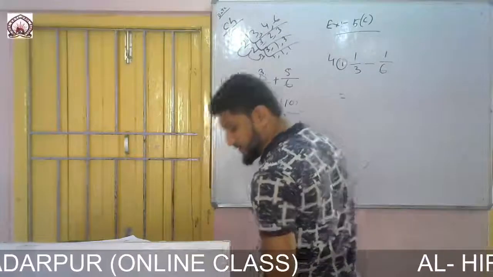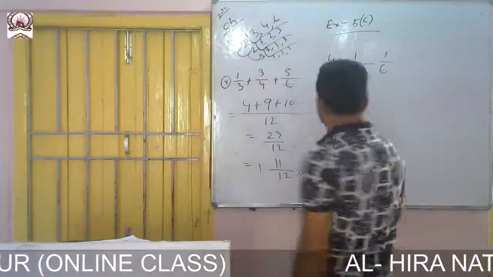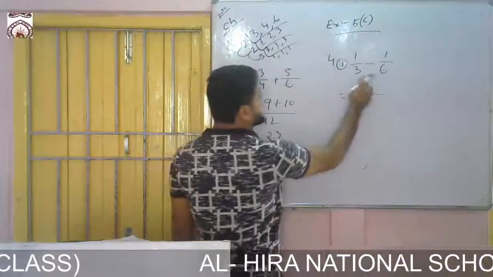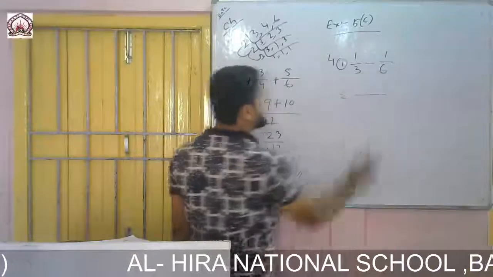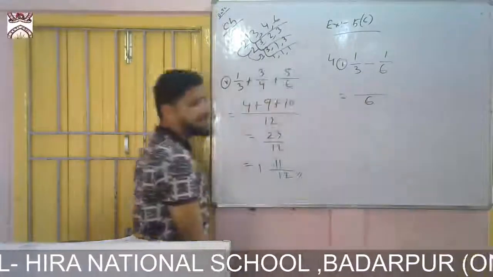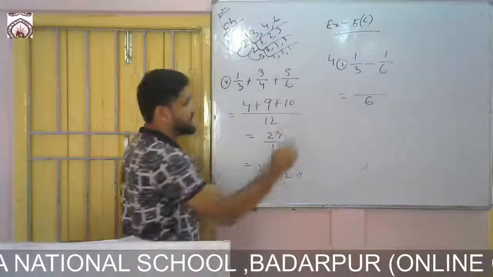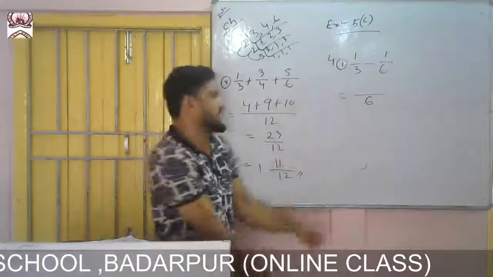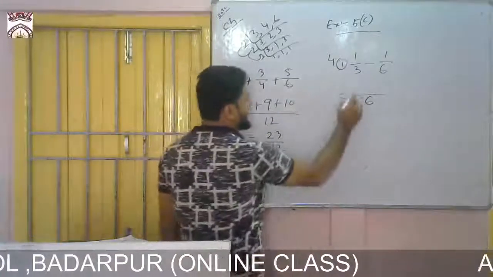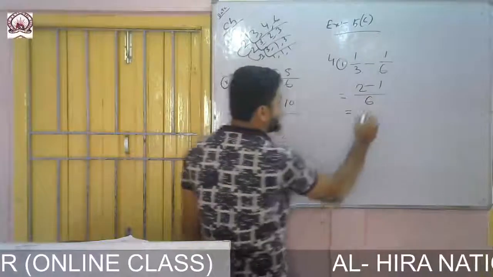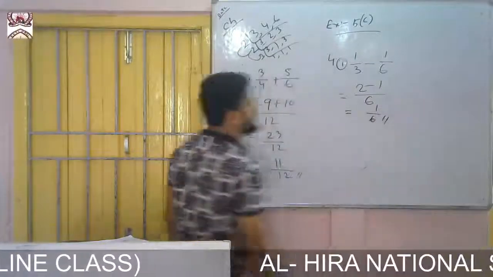So as earlier, we shall take the LCM. Since 3 can divide 6, the bigger one, 6, is the LCM. Or you take the LCM of 3 and 6, you will get the answer. 3 2s are 6, so it will be 2, and 6 1s are 6, so 1 by 6 is the required answer.